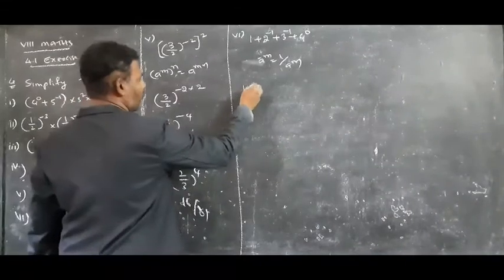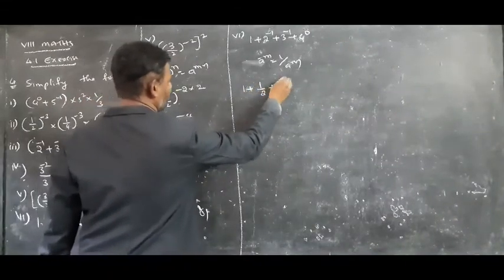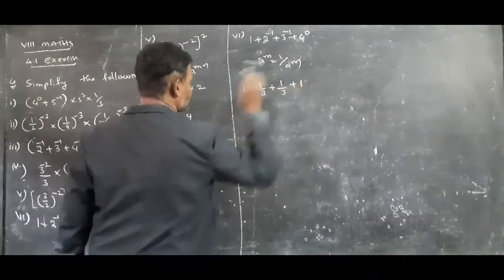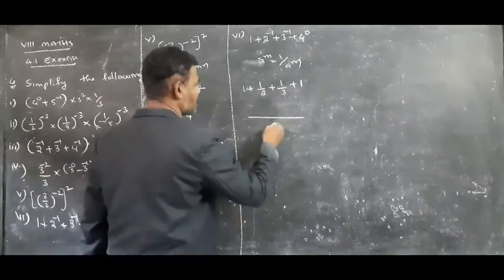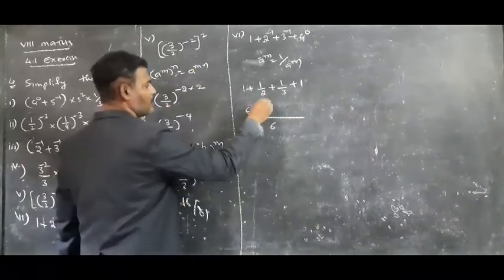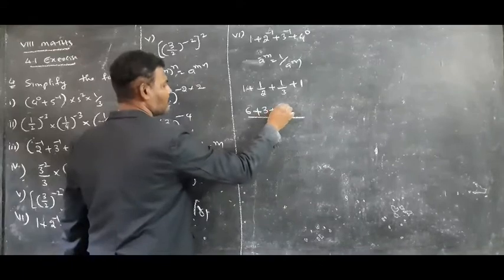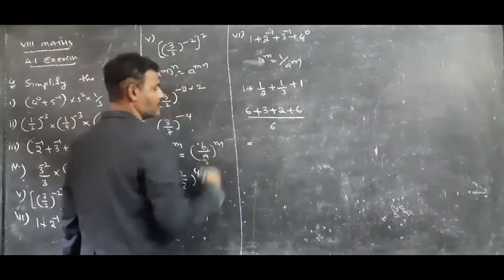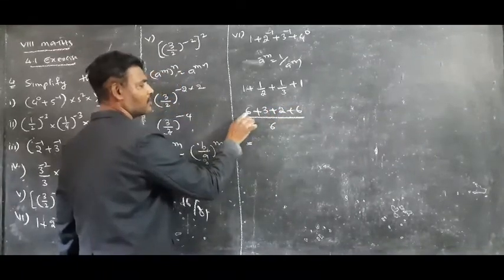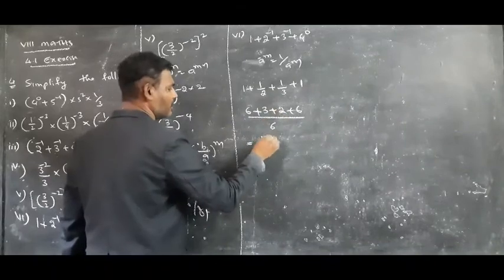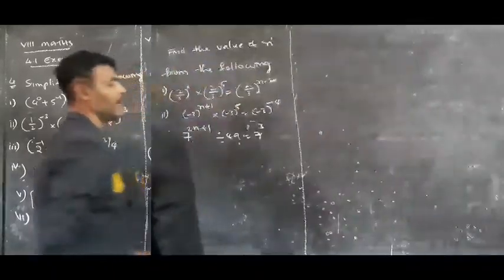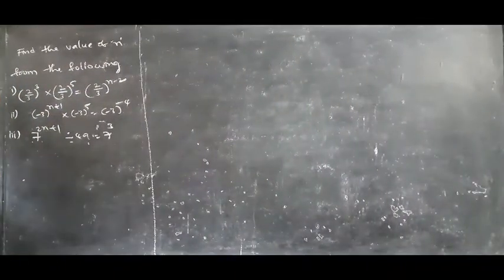It means 1 plus 1 by 2 plus 1 by 3 plus 1. Here the LCM is 6. 2 3s are 6, 3 2s are 6, plus 6. So what is the answer here? 6 plus 6 is 12, 12 plus 3 is 15, 15 plus 2 is 17. So the answer is 17.